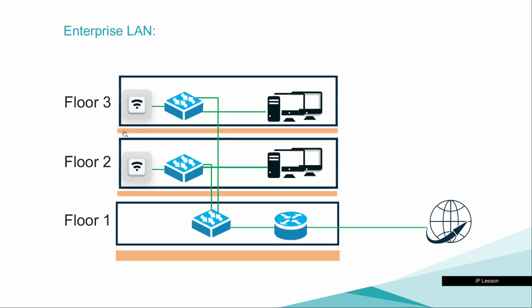But when we move to large offices, companies, or branches, we're talking about enterprise LAN. An enterprise LAN is a medium size network. In this network, we will have multiple floors. Each floor will have multiple devices and a switch connection. Each of those floors will have a dedicated room for the network equipment, and this room should be secured.